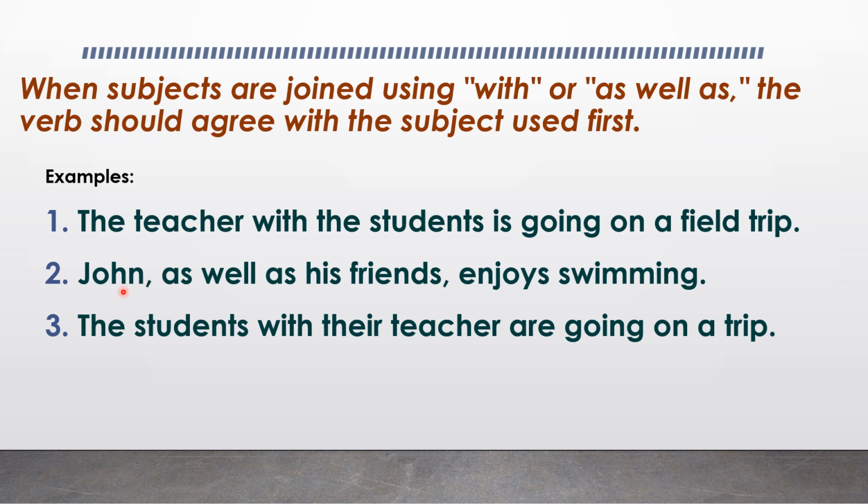Next example, John as well as his friends enjoys swimming. So here, John as well as his friends. Here also John is singular and friends is plural, but we have to consider John only. According to that, enjoys, which is a singular verb, is used here. I told you that verbs are already in their plural form, and when we add s or es, they become singular. So enjoys is a singular verb.